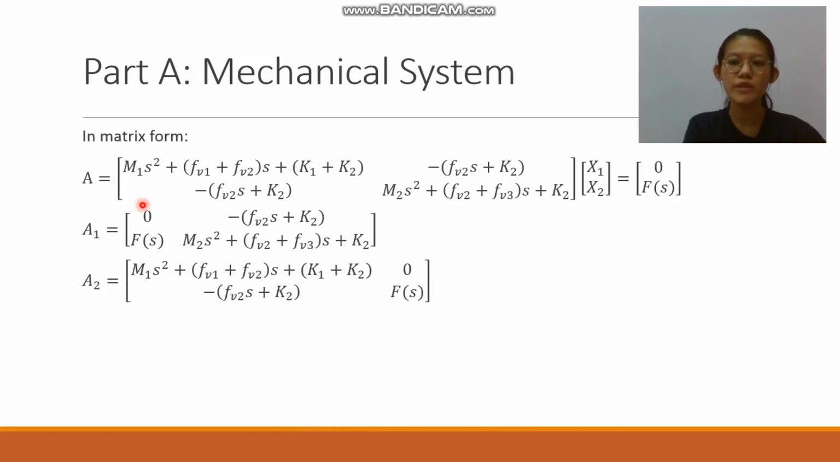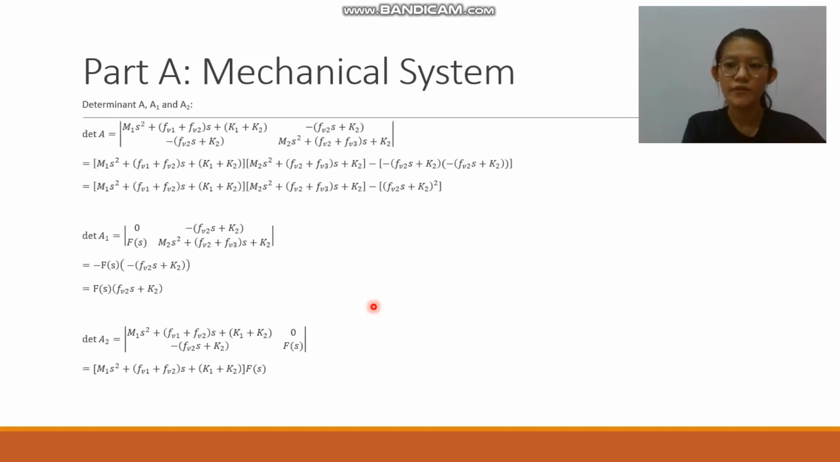Then we will transform the equations into matrix form. This is the matrix form for our system. To find x1, we need to use A1 in matrix form by replacing the first column with 0 and Fs. And to find x2, we will use A2 in matrix form, which changes the second column to 0 and Fs. Then we will find the determinants A, A1, and A2.